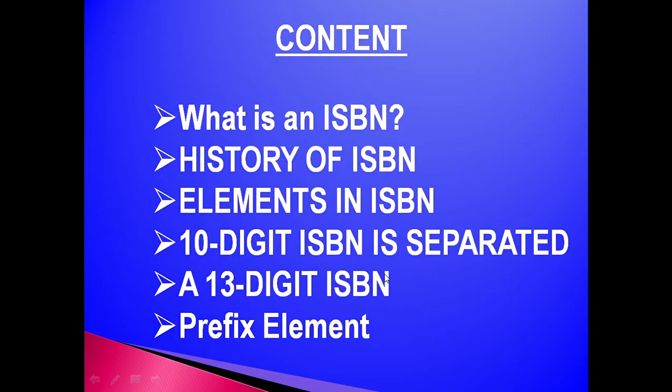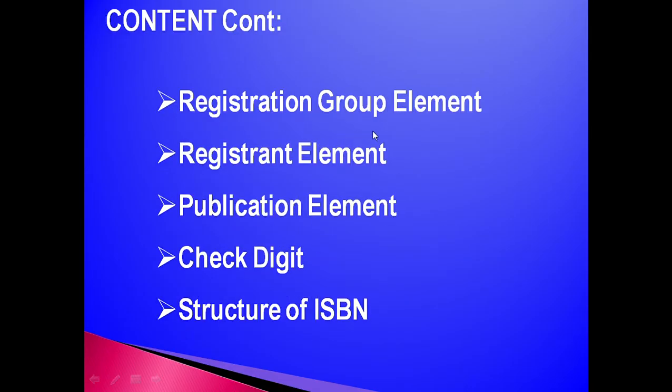So for that, the content consists of what is an ISBN, history of ISBN, elements in ISBN. It has some digits. We will see about 10 and 13. What all these mean, when we go into detail step by step, we can see all these things. And we have a prefix there: prefix, registration, registrant, publication, check. These are the divisions of that.